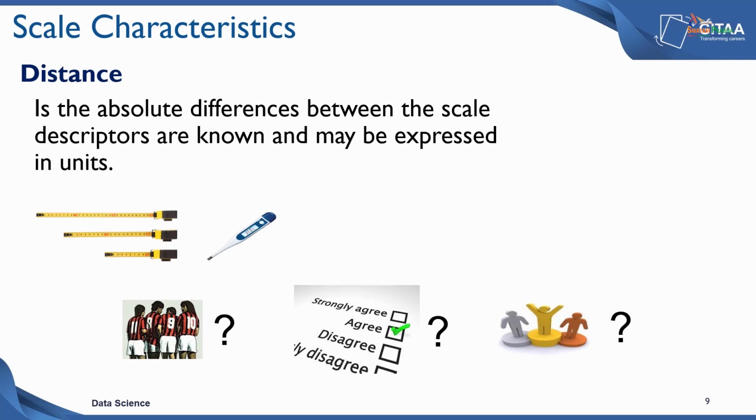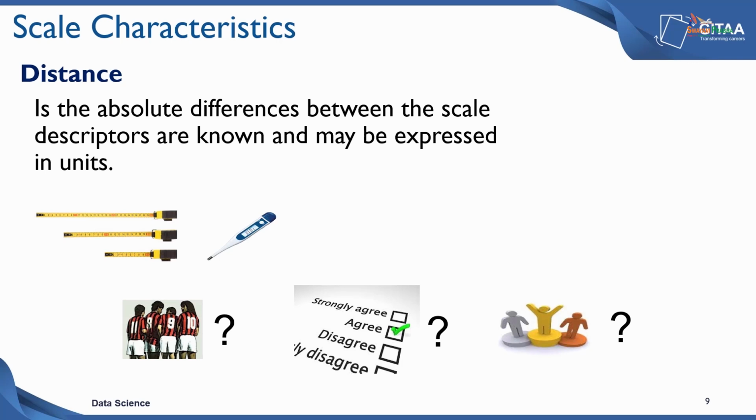Obviously we cannot say the same thing between jersey number 11 and 10, we can't quantify and say this is one better. Same is the case with a survey scale. We know that agree is a better state of mind compared to disagree, but we cannot quantify the difference between the states of mind in an agree and a disagree.